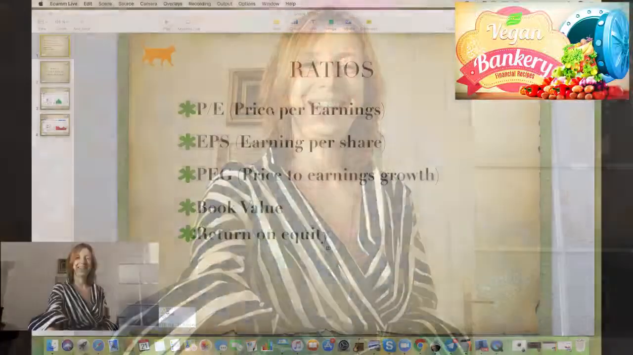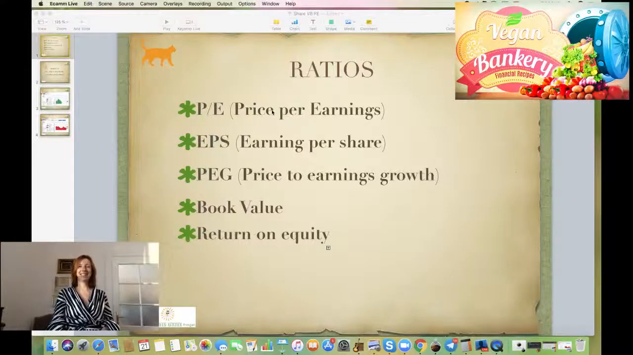Let's have a look at which common ratios there are. So this is the PE, price per earnings, price per share per earnings, and EPS, earnings per share, PEG, price to earnings growth, book value, return on equity.